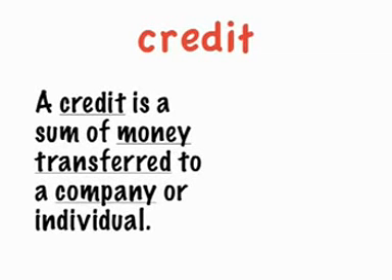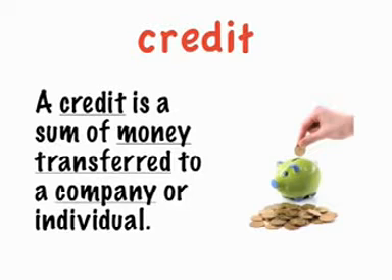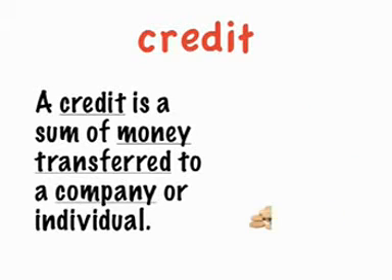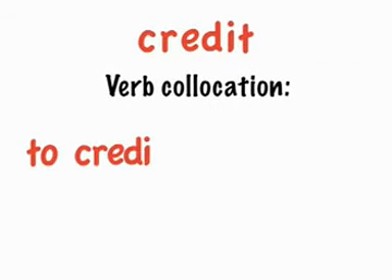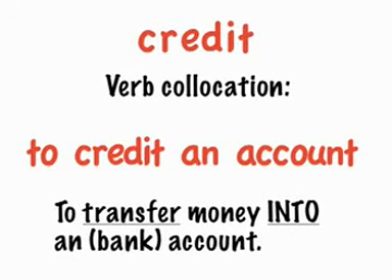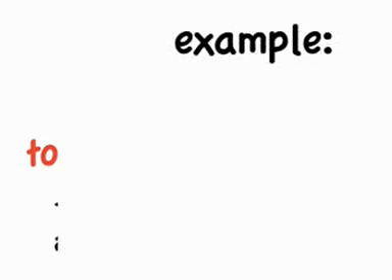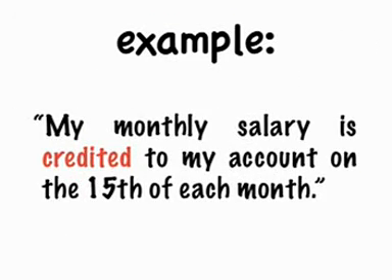Credit. A credit is a sum of money transferred to a company or individual. For example, a monthly salary payment. When used as a verb, this word produces the collocation to credit a bank account, meaning to transfer money into the account. My monthly salary is credited to my account on the 15th of each month.